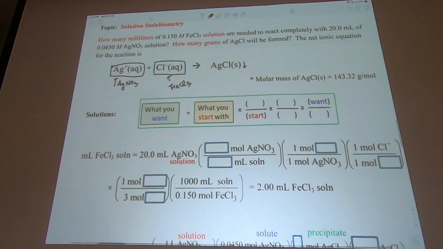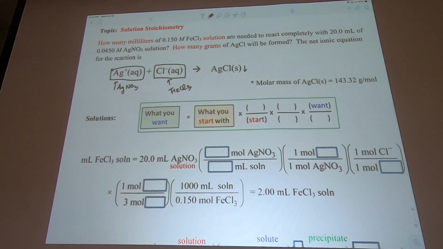So I'm going to keep all the problem information in here. I'm going to write down the 20 milliliters of AgNO3, and I just put an annotation that this is actually the solution. Because it's a solution, I want to write the solution. Later I can shift my focus to a new quantity and continue until I get the solution of FeCl3 at the end.